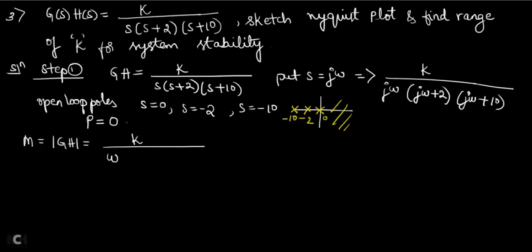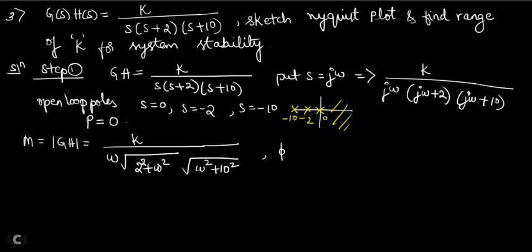And what is the magnitude of the next term? It is like a plus jb, so the magnitude is square root of a square plus b square. Instead of a, what do you have? 2. So I can write it as 2 square plus b square. B means omega, so I can write it as 2 square plus omega square. There is one more term in the denominator. Take the magnitude, and you will get omega square plus 10 square.